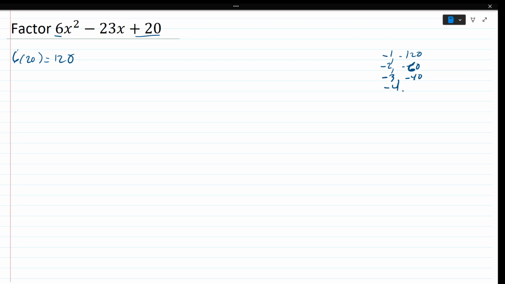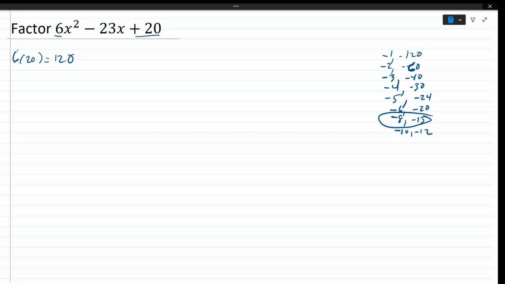So negative 4, negative 30. So that would be a sum of negative 34. So we're getting closer. Then it would be negative 5 and negative 24. That would be negative 29. So again, still getting closer. Then it would be negative 6, negative 20, so negative 26. And then next you could have negative 8 and negative 15. Well, in this case, those two do have a sum of negative 23. Now the last one, if we had to keep going, would be negative 10 and negative 12.